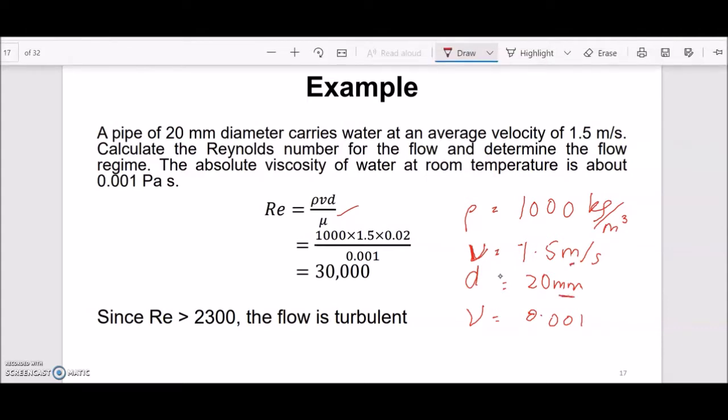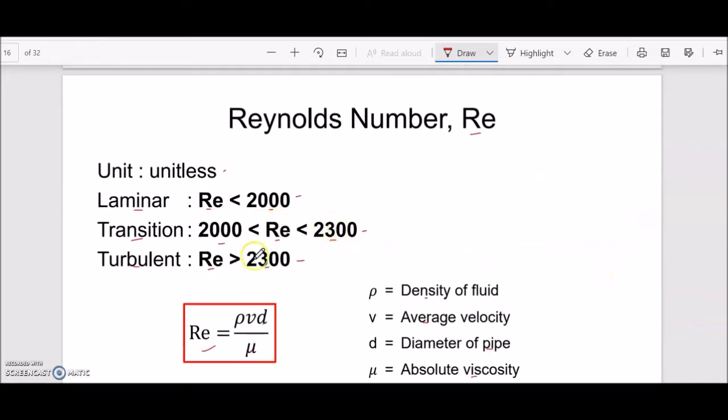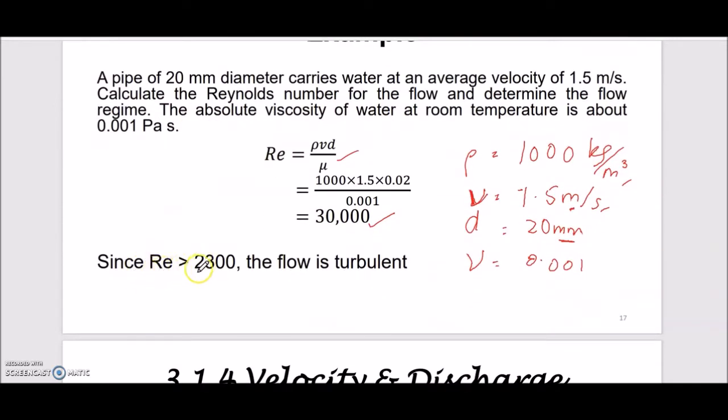Okay? And then we just put all the values into this formula, and then you will get 30,000. Looking at this range, 30,000 is higher than 2,300, so the Reynolds number is larger than 2,300, meaning that the flow is turbulent.